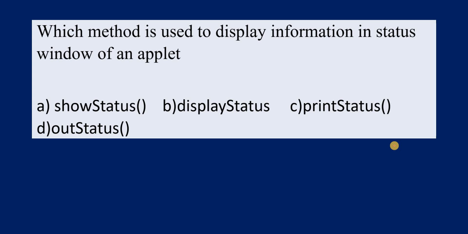Next question. Which method is used to display information in status window of an applet? Suppose if this is applet window, at the bottom we have one box. This box is called as status window. To print any message on this status window, we have to use the show status method. Show status method.